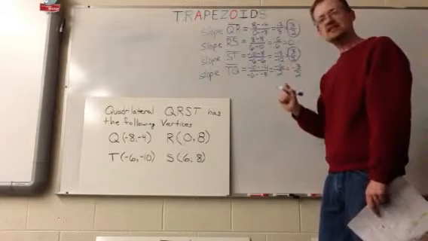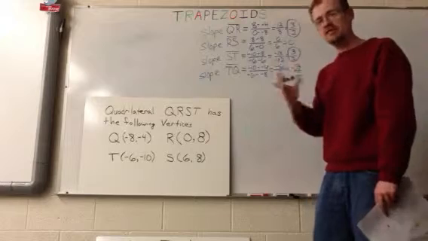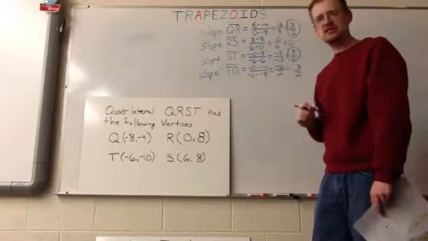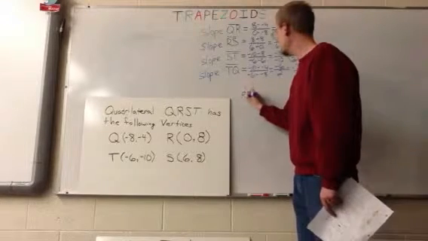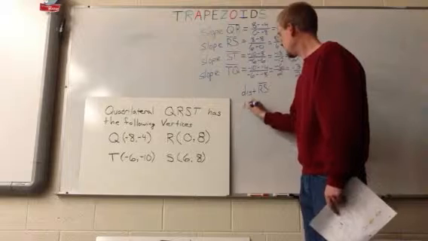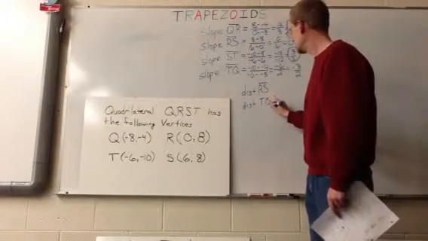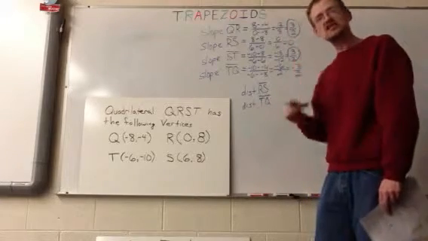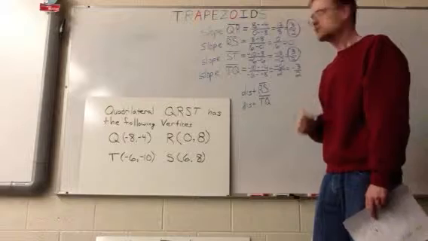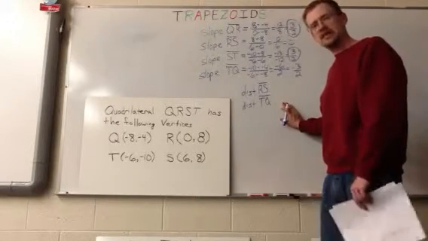If it's isosceles, the 2 other sides, RS and TQ, must be the legs, the non-parallel sides. We should be able to do the distance formula for RS and the distance formula for TQ. If it's isosceles, those 2 distances are going to be the same. Pause the video, find those 2 distances, and when you're ready, hit play again.